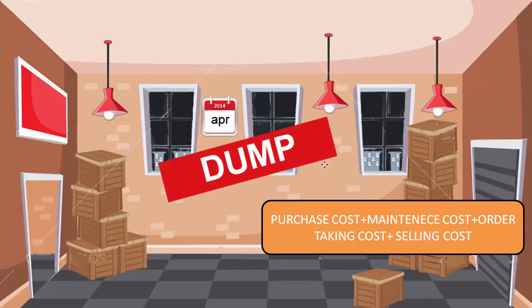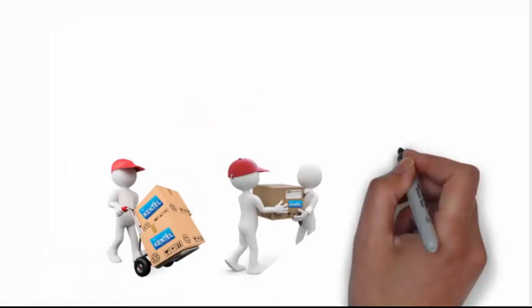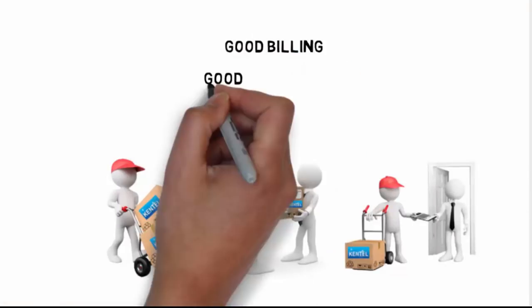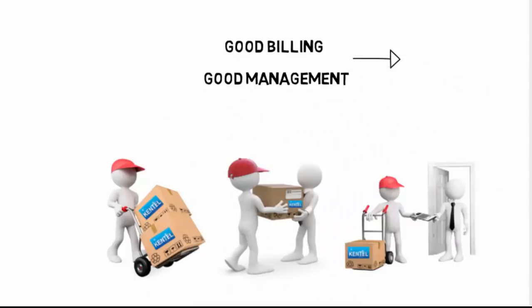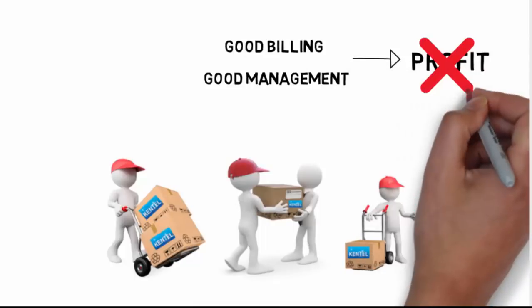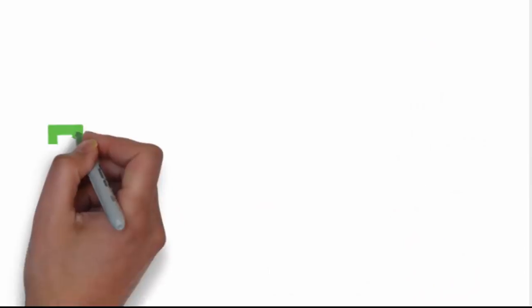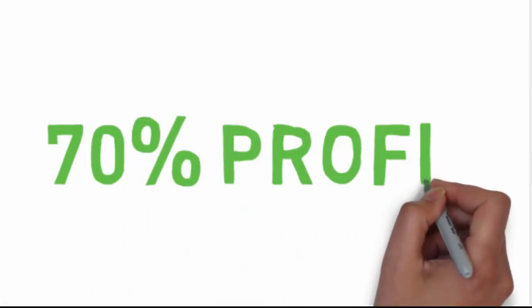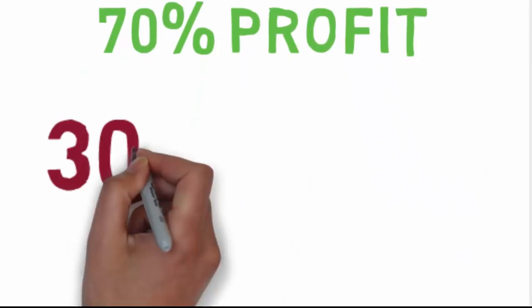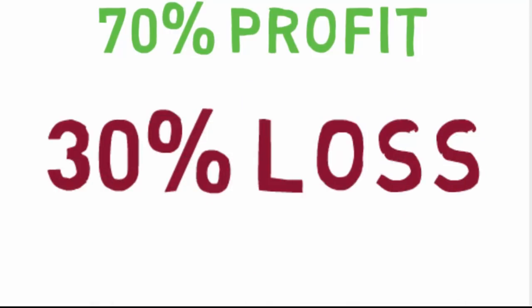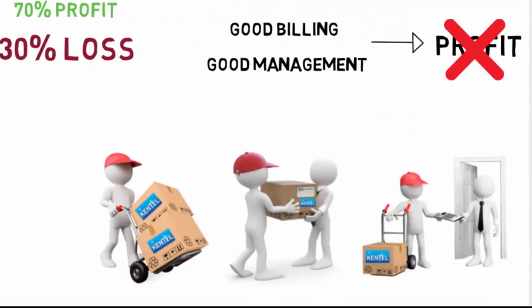So let's illustrate this in a diagram. We see that the distributors do good billing, do good management, but even then that much profit is not earned. That profit is affected due to this reason. Because if we are making 70% profit, then 30% is loss. And the distributors don't have any idea of this loss. So push sale helps you in minimizing this 30% loss into 0%.